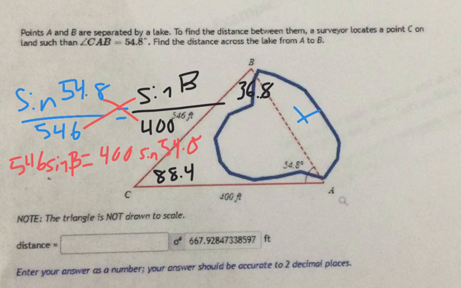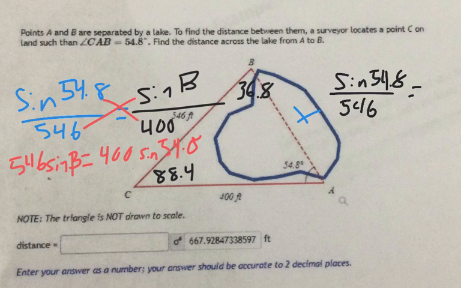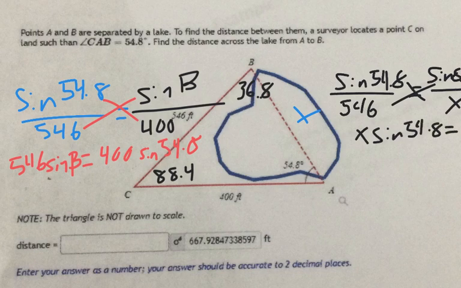And so now we'll do the law of sines again. I'm going to keep that original rate that was given to me. That's going to be equal to sine of 88.4 over x, cross multiply: x sine of 54.8 equals, I'm running out of room, 546 sine of 88.4. Then I've got to divide, so 546 times sine of 88.4 divided by sine of 54.8.